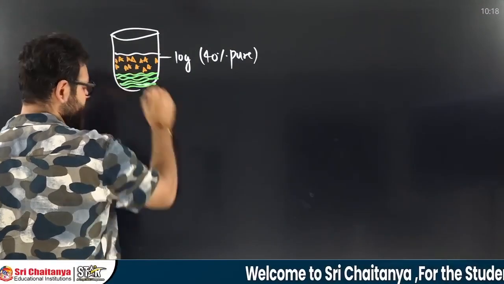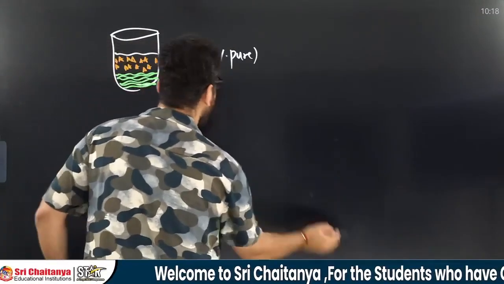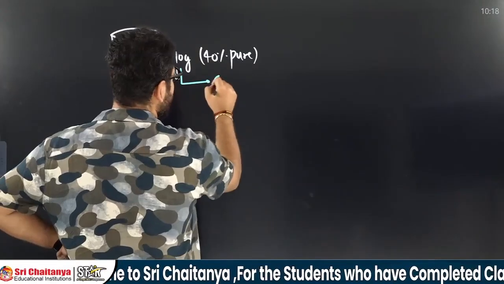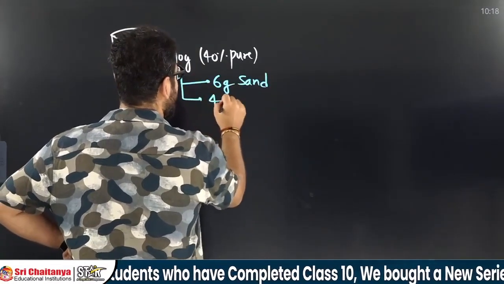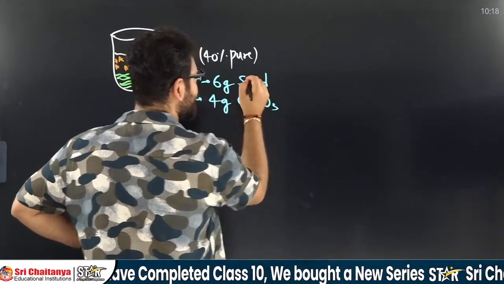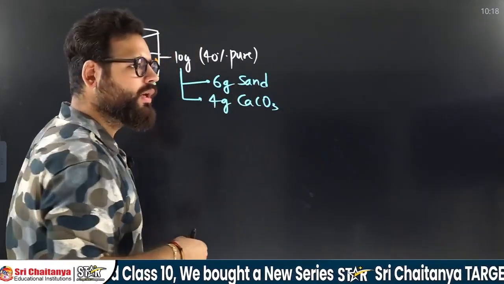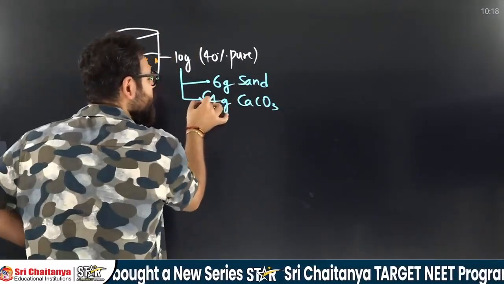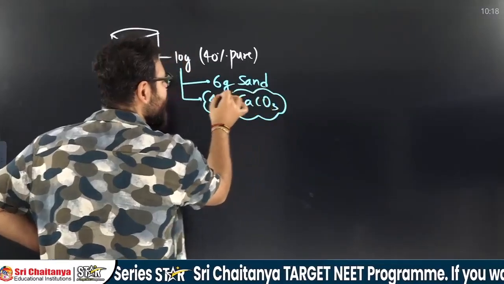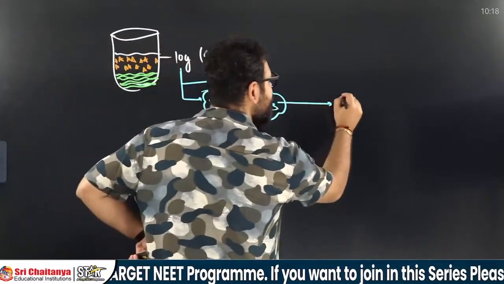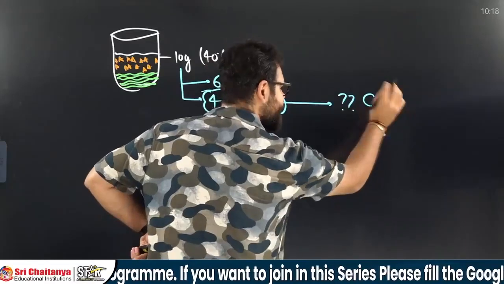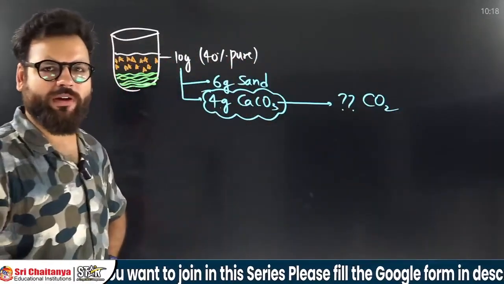That means out of 10 gram, 6 gram sand was there and 4 gram CaCO3 was there. That is what I am saying. Okay. So actually CO2 will be given by CaCO3 only. This will decompose. So actually, how much CO2 do 4 gram CaCO3 give is the question. That is the actual question if I go by the unitary method.